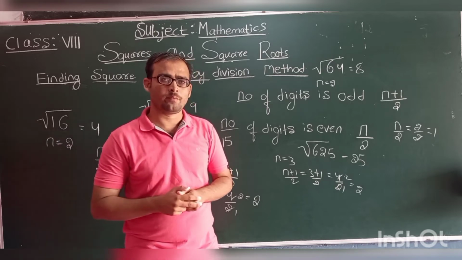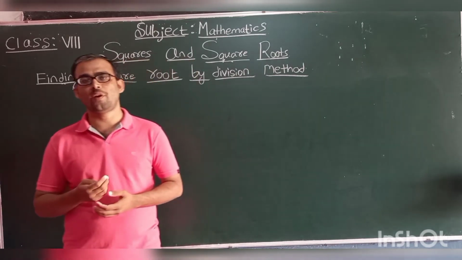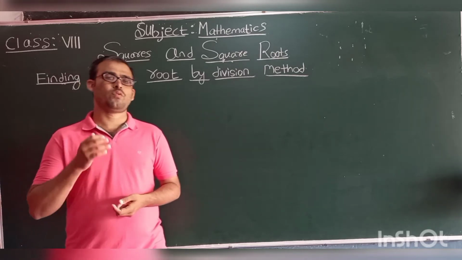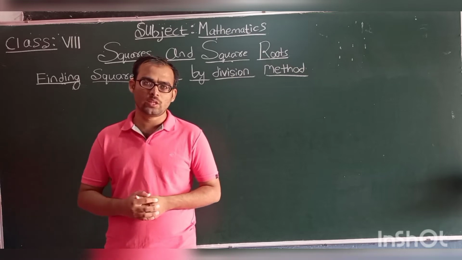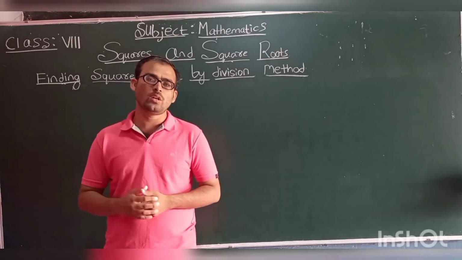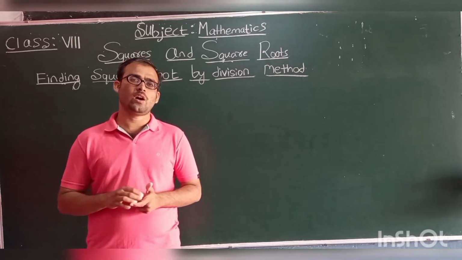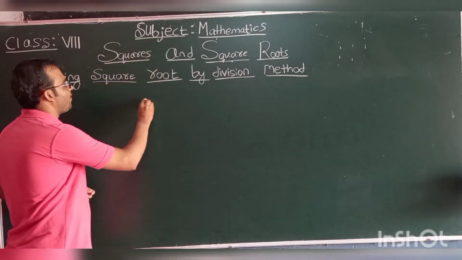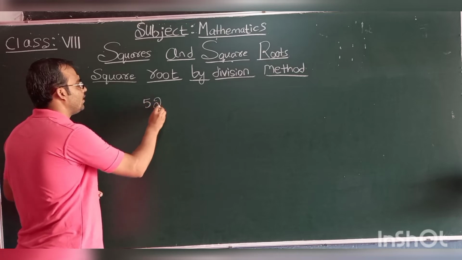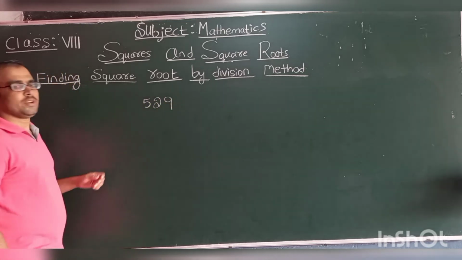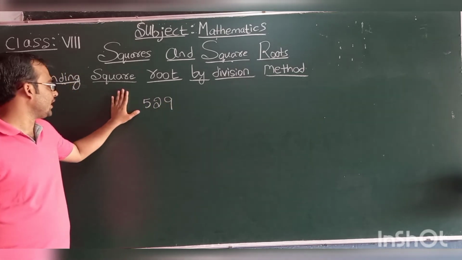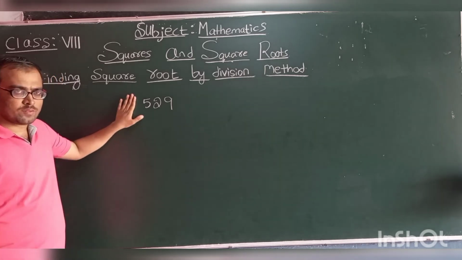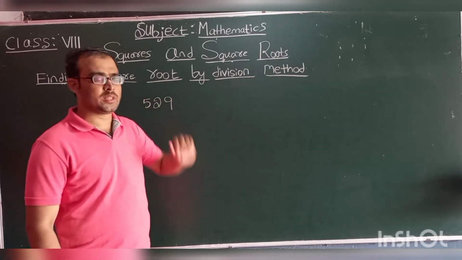Students, now let us discuss how to find the square root of any number using the division method. To find the square root of any number using the division method, you need to follow certain steps, and we will see how to find the square root. For example, 529 is given, and you are asked to find the square root of this number using the division method.